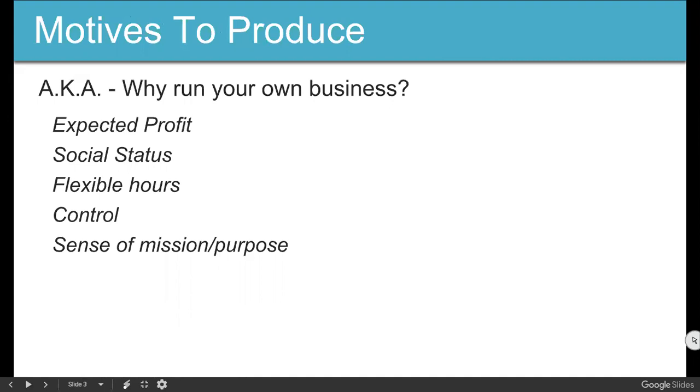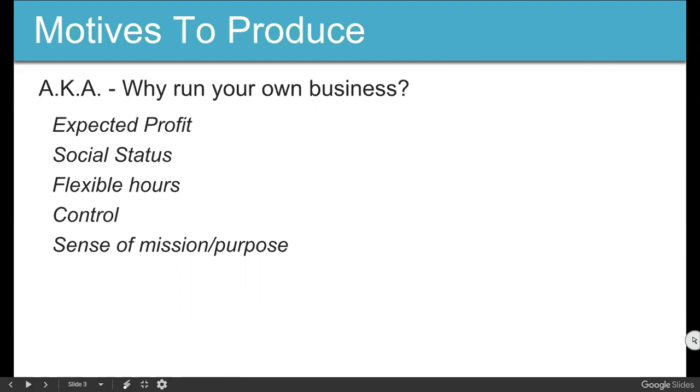So, expected profit, social status. Some people run their own business because they want to be able to walk around town saying, I run my own business. I am my own boss. Look at me, I'm important. I mean, that might not be the main reason, that might not be the only reason, but that is a factor that goes into it. You know, not only am I going to make some extra profit, but people are going to look at me and respect me for once in my life.